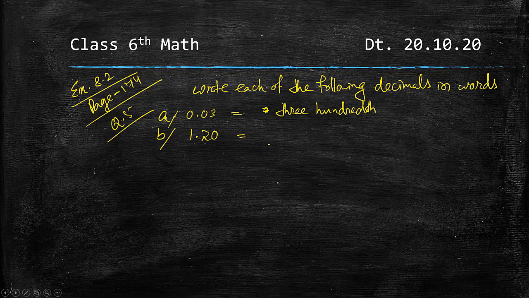Then 1.20. Okay, so 1 is a whole number, so we will write 1. Then after the point, 2 is there, so we can write 1 and 2/10th. Okay, as 0 is there in the 100th place, so no need to write this one. Okay.